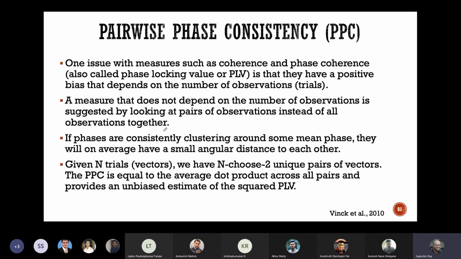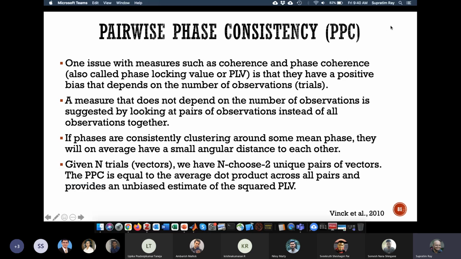So now I'm going to talk about one very popular method in the field called PPC, and it's popular because it addresses this bias that's related to the sample size. I'm going to tell you where this bias is coming from, and then I'm also going to describe how this method addresses this bias.